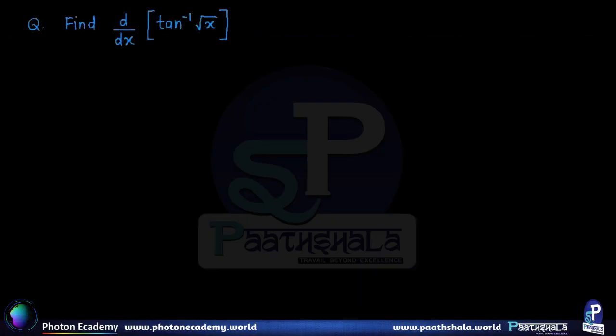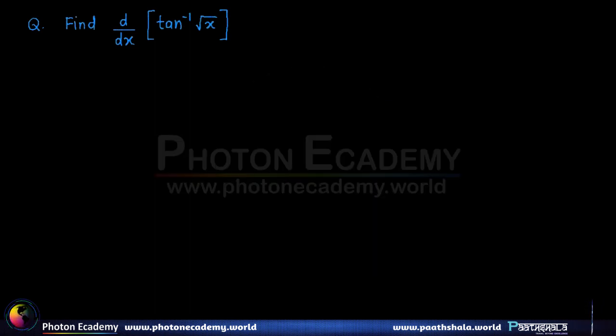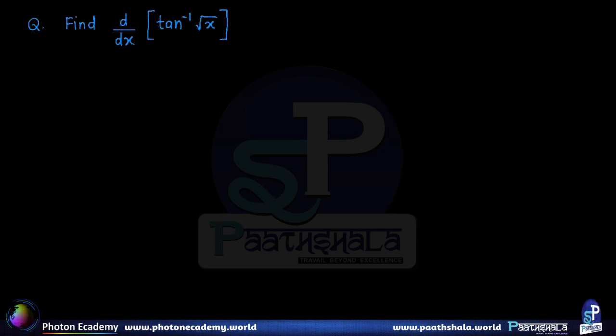So here is the first question. Find the derivative of tan inverse of root x with respect to x. Now here we don't see any specific pattern, so no need to have any substitution, and we will directly differentiate using the standard formulae. And here we observe that tan inverse function is present, and inside that we have square root of x. So we will have to use the chain rule to differentiate.